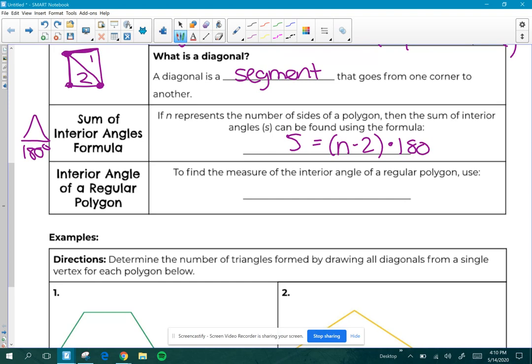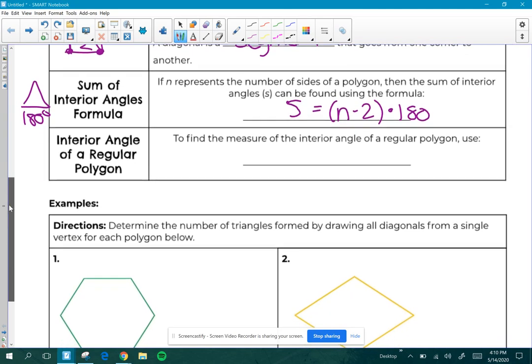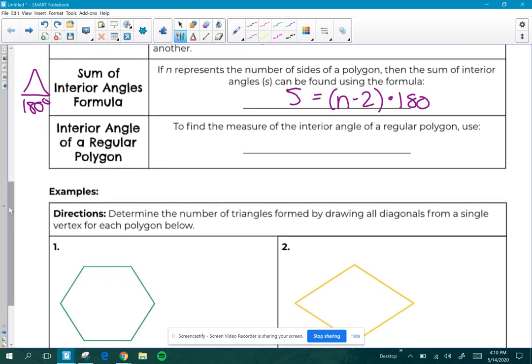Today is very formula heavy. This is one of the key formulas that you'll need to solve the problems below and the problems in the IXL. And then we can talk about one single interior angle for a regular polygon. Because remember, in a regular polygon, all the sides and all the angles are congruent. So I can find that one angle. In order to find that, I have to take the sum and divide it by the number of sides. You're taking the total sum and then dividing it by the number of sides.